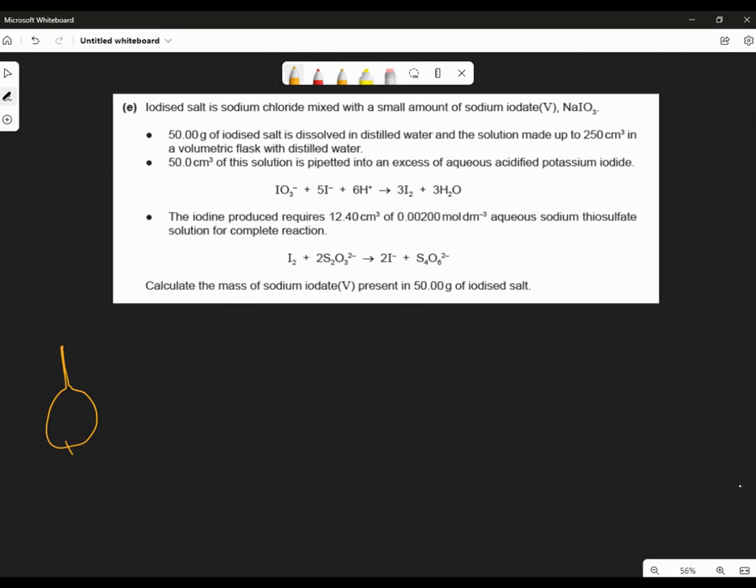The first thing I like to do, maybe you think this is a bit childish, is draw the volumetric flask, 250 cm cubed. Then we take 50 cm cubed of this and put it into a conical flask, and we titrate it against aqueous thiosulfate, and we need 12.4 cm cubed. There are the equations, and we've got to go backwards and find out how much sodium iodate is in there. There's a bit of messing around, but let's go for it.